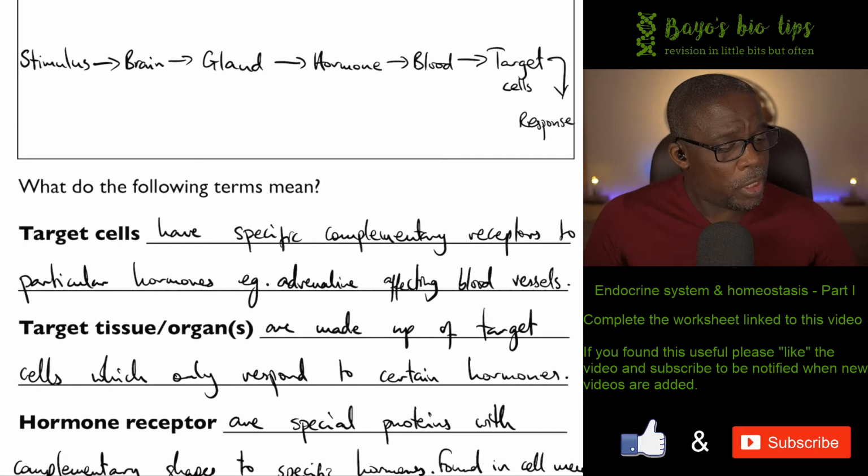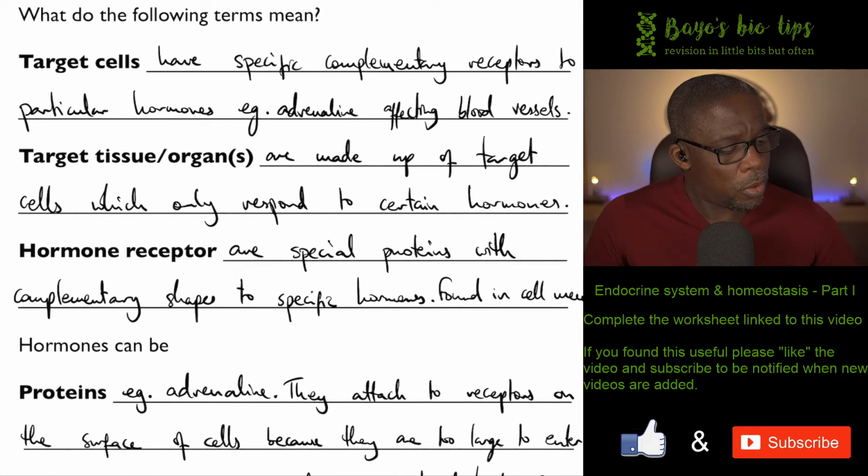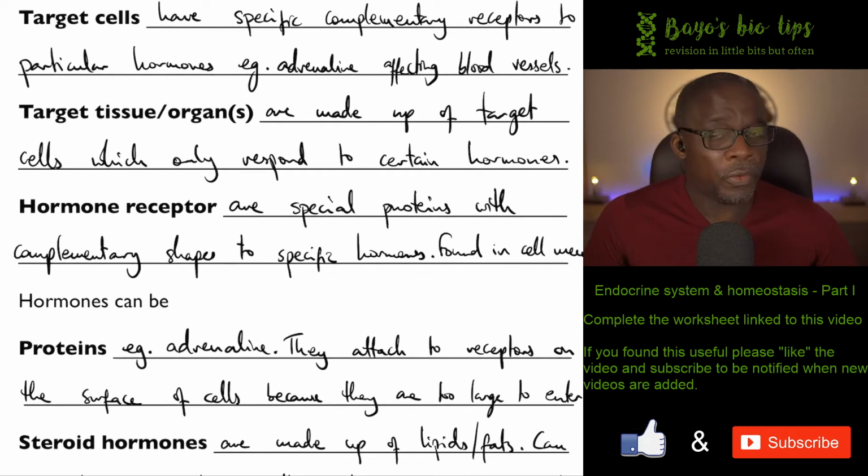Then you've got a few key terms that you need to know. Starting off with target cells, we've talked about target cells before, and target cells have receptors in their membranes which are complementary in shape to the shape of the hormone molecules. And so when the hormones bind to the receptors in the membranes of those target cells, they bring about some sort of a response. We'll talk about some examples of those later. Then the next term is target tissues and organs, which are basically just tissues and organs that are made up of specific target cells with the right sorts of receptors.